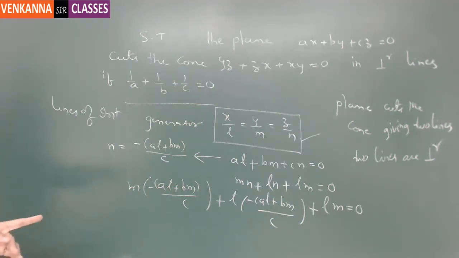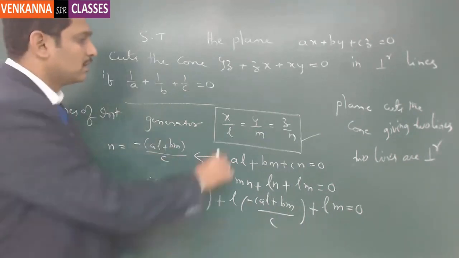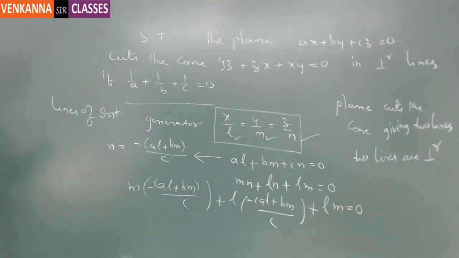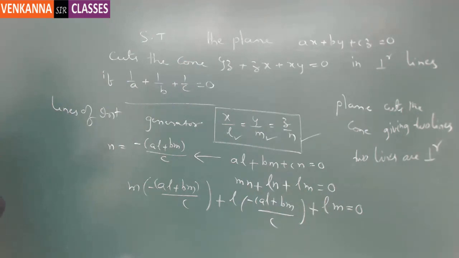Because the DCs of the generator will satisfy the cone equation, isn't it? That's why I have substituted l, m, n in the cone equation. So you have mn + ln + lm = 0, isn't it? That's why I have written. Fine.